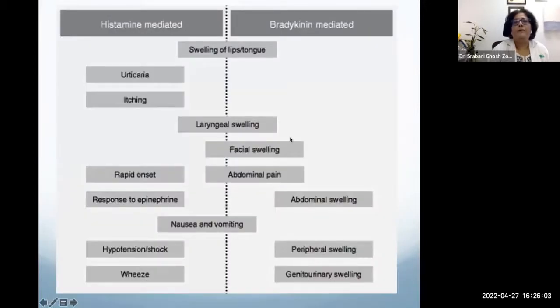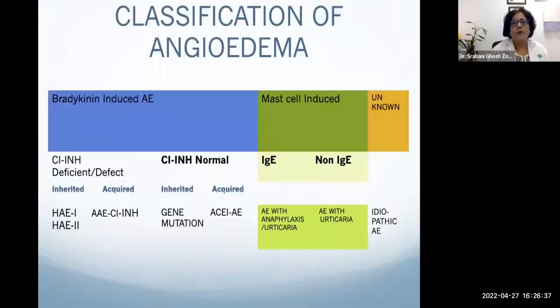So if you look into the patients, you do suspect histamine-mediated angioedema when they have urticaria, itching, rapid onset of symptoms, better response to epinephrine, and patients present with hypotension, shock, wheeze. Then do think of histamine-mediated angioedema. And with bradykinin mediated, when there's swelling of lips, tongue, laryngeal swelling, facial swelling, abdominal swelling, peripheral swelling, genitourinary swelling, think of bradykinin mediated angioedema. These features are important because that will help you determine what treatment you're going to opt for.